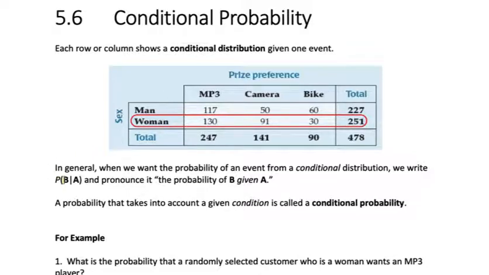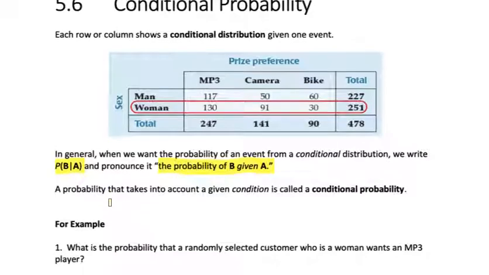And we have special notation for that. It looks like this with the vertical line, and this is read as probability of B given A. What that means is that the event A, whatever characteristic A is, is assumed to be true. And so that tells us to restrict ourselves to just looking at the row or column where A is true for everyone. So we're going to look at some examples.